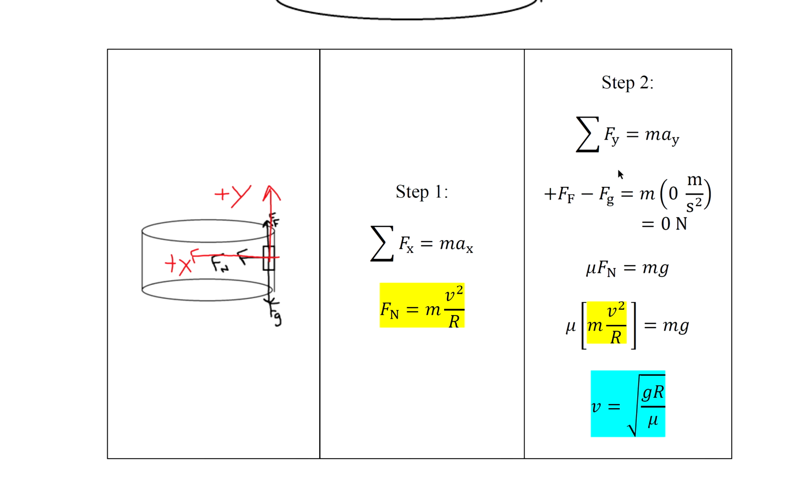So step 1, find an equation for sigma F sub x equals m a sub x. So the normal force is equal to mv squared over r. The normal force is the centripetal force. Step 2, use the equation sigma F sub y equals m a sub y. So force of friction up minus force of gravity down is equal to 0 because the object isn't moving up and down. Force of friction is mu Fn. We determined what Fn is, so we substitute it. And we solve for v.